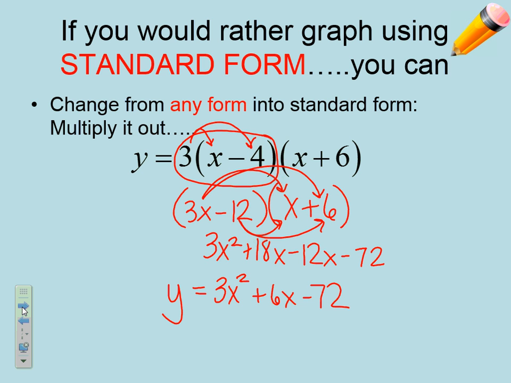So converting factored form, or intercept form, into standard form simply requires us to multiply all those things out. So we can always convert into standard form if we want to or need to.